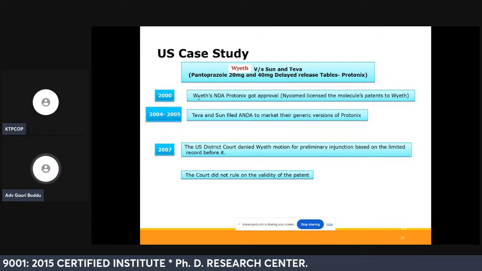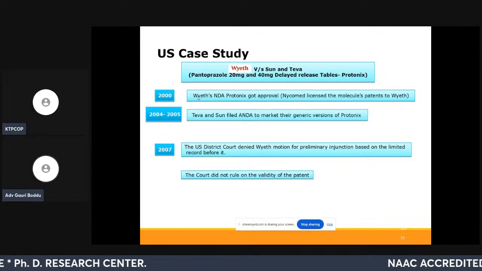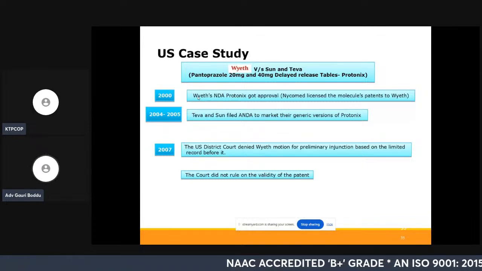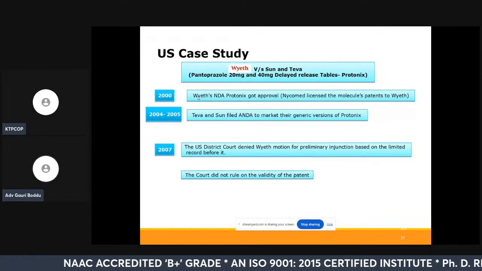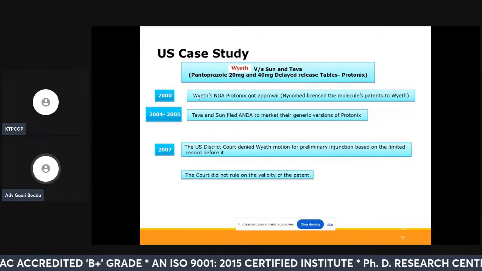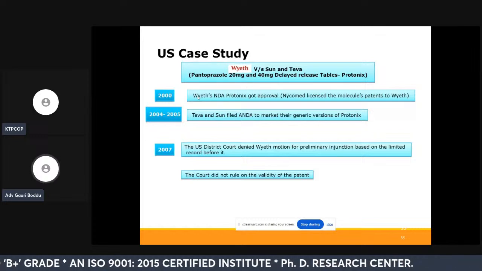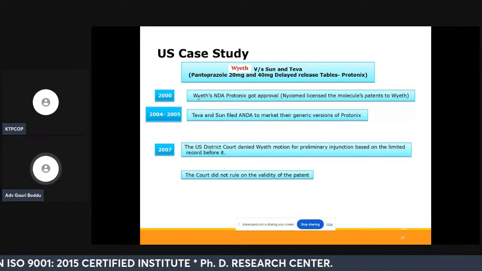As I told you, injunction means what? What is an injunction? The filing of the lawsuit stayed final FDA approval of Teva and Sun's ANDA. So in 2007, the US District Court denied Wyeth's motion for preliminary injunction based on the limited record before it. The court did not rule on the validity of the patent.